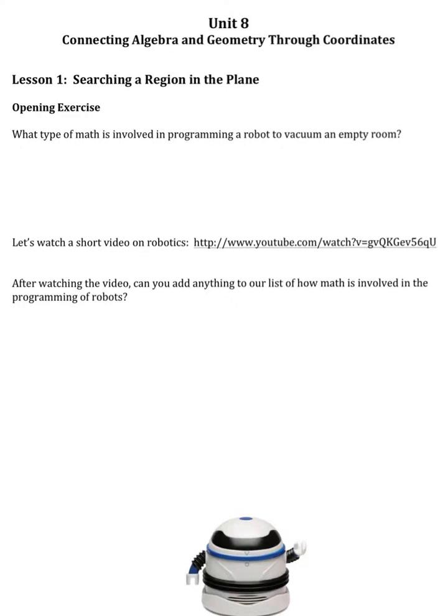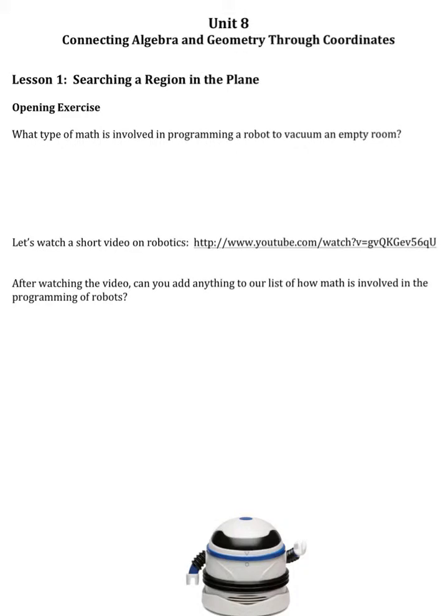Unit 8, Lesson 1. We're going to connect algebra and geometry through coordinates, and for Lesson 1, we're searching a region in the plane. So the question is, what type of math is involved in programming a robot to vacuum an empty room? And after you've watched the video, hopefully you've noticed or put together in your mind the movement of a mechanism can take in order to create things mathematically.